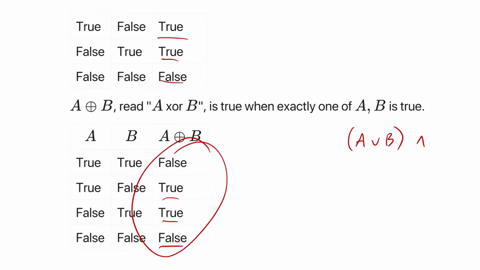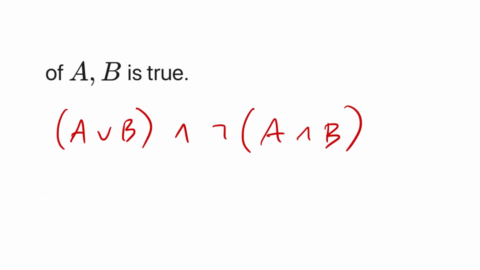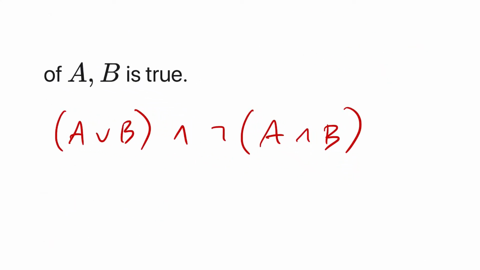So we can start with A or B. What we want to change is the behavior on the inputs when both are true. Okay? When both are true, we want it to be false. So what we can say is, and it's not true when A and B are both true. This is just a direct translation of how we could think about it.